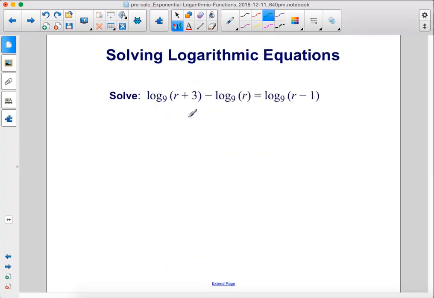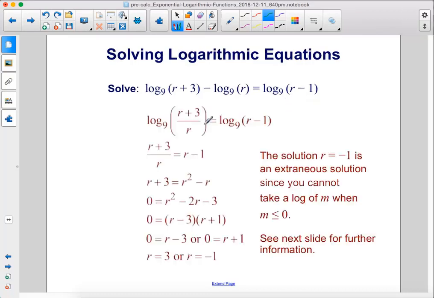Solve log base 9 of r plus 3 minus log base 9 of r equals log base 9 of r minus 1. First, we combine these into one term, so this becomes log base 9 of r plus 3 divided by r, since this is a negative sign. Now, both sides of the equation have log base 9, so we can set whatever's inside here equal to each other. So we can cancel out that log function. So we have r plus 3 over r equals r minus 1.